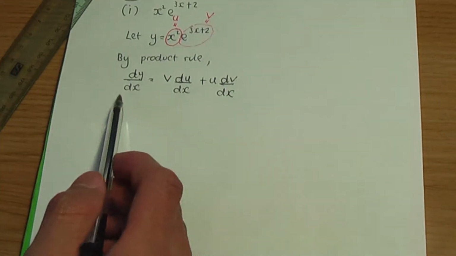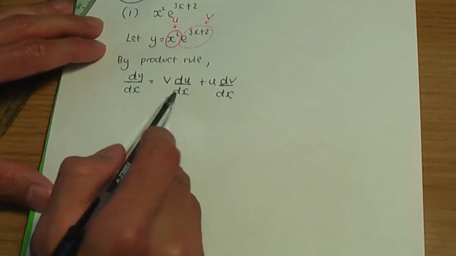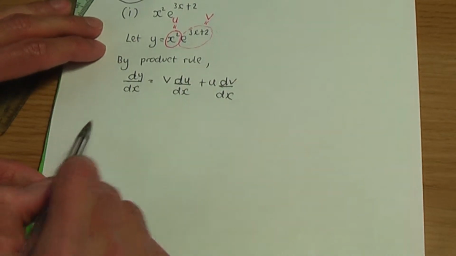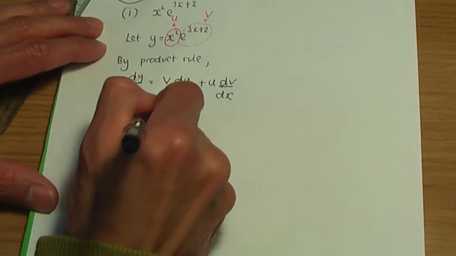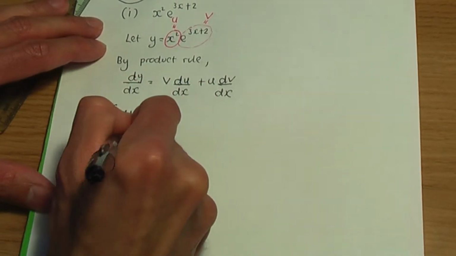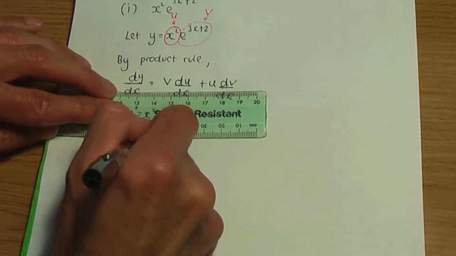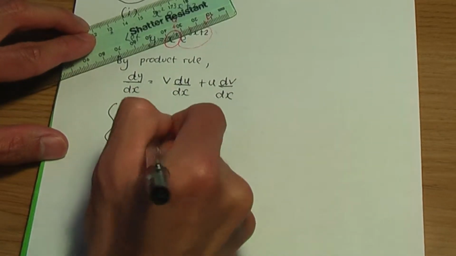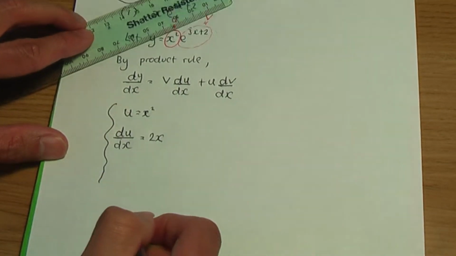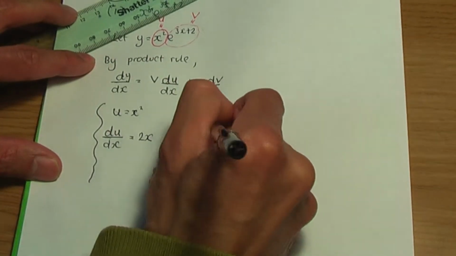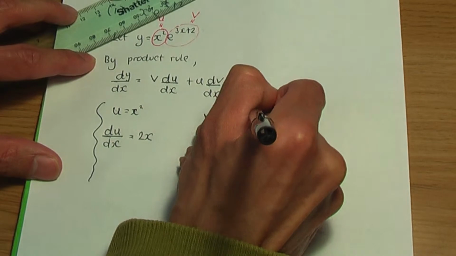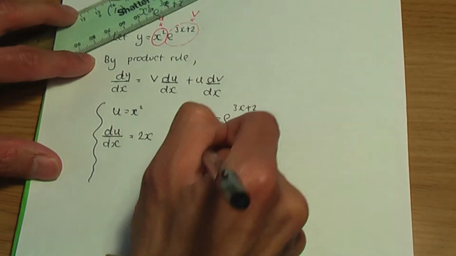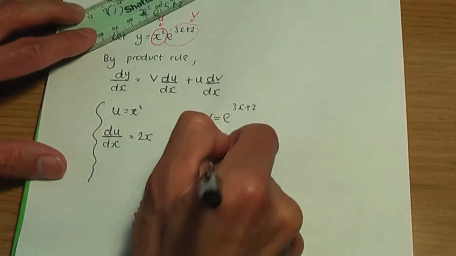So going back to this formula, we need to work out du over dx and dv over dx. So as a side calculation, u I've chosen as x squared, so du over dx, if I differentiate x squared, that is 2x, whereas v is e to the power 3x plus 2, so let's work out dv over dx.